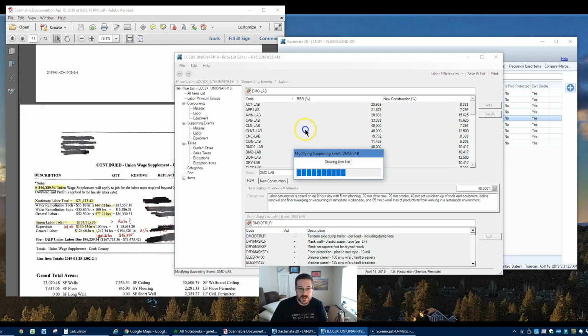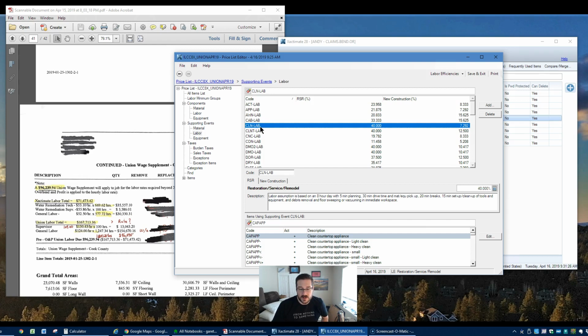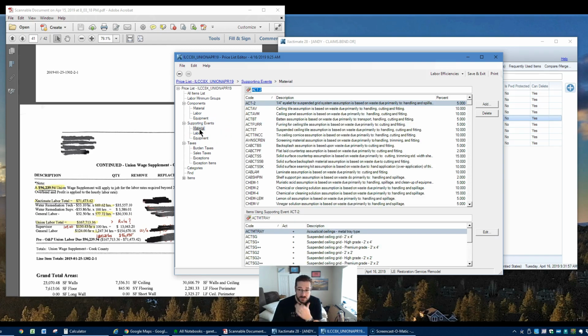Notice how Xactimate says the cleaning technician labor, the out-of-the-box price list says they are what, 13% efficient, but the demo labor was 33. So since when is a remediation technician more efficient than a demo technician? I think they're about the same. So every price list I end up customizing, I do change the labor efficiencies. I also play with material efficiencies, but we're not going to do that today. So, okay, we're going to save and exit this.